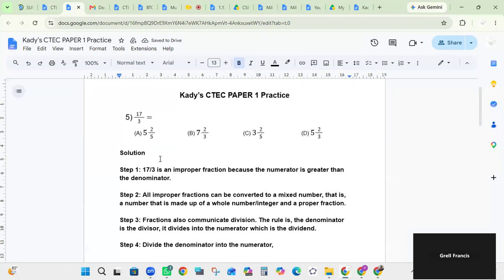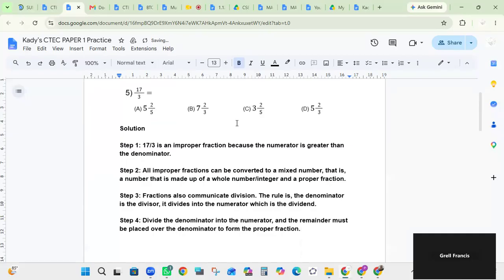And the remainder must be placed over the denominator to form the proper fraction. So how many times can 3 go into 17? And then the remainder of it would go over 3. Exactly. That's what you've got to do.